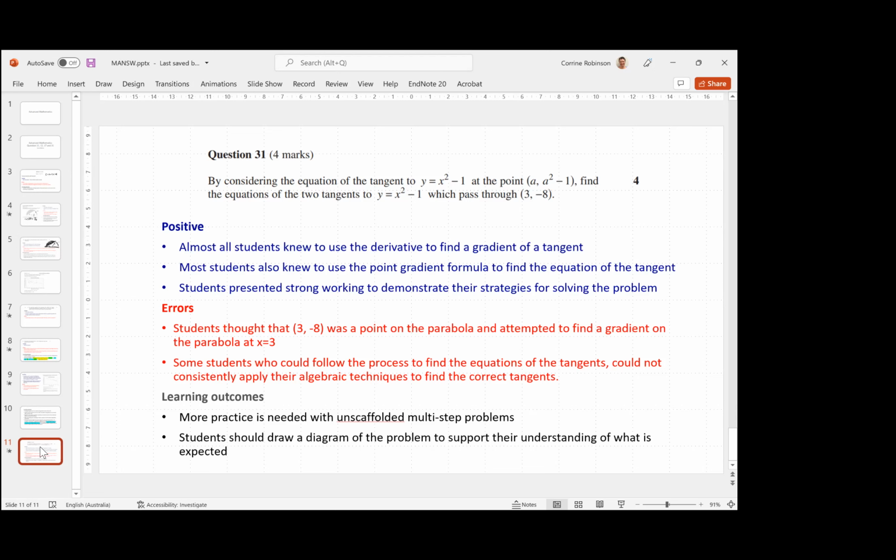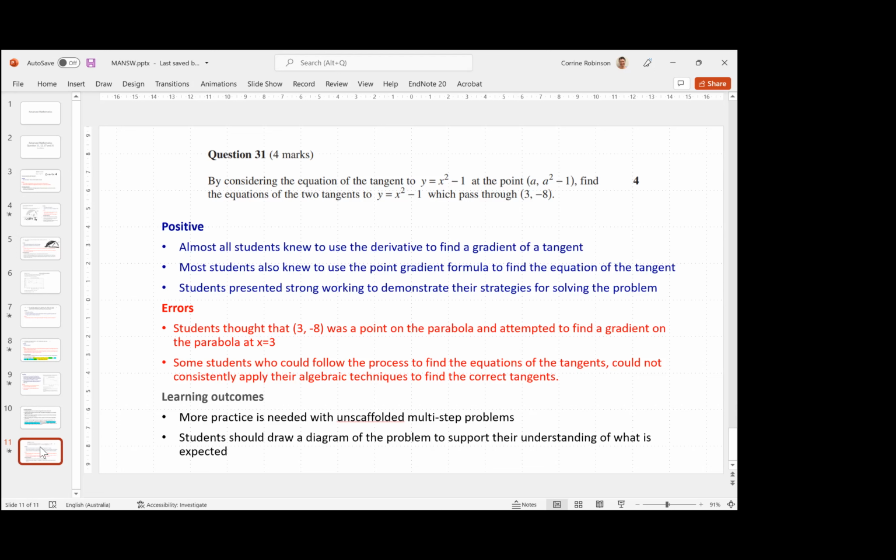I think the other positive I found with this one, we're often saying show your working, but students really did demonstrate strong working, showing their strategies for solving the problem. There was plenty there for us to look at on the paper. They've tried something, they've tried something else, and they did a really good job of demonstrating that.